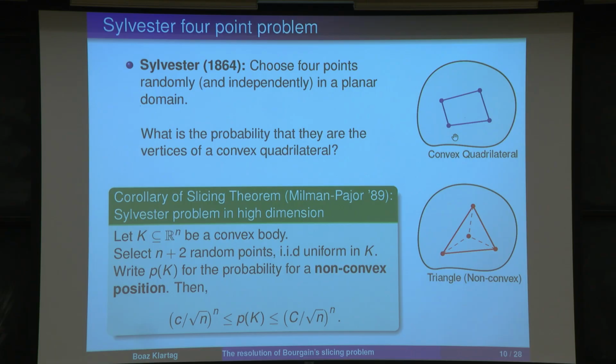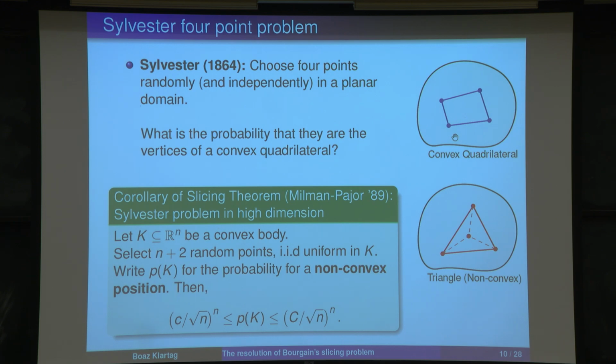Let's choose 4 points randomly and independently in a planar domain. Then there are 2 possibilities. Either these 4 points are in a convex position, like here, or 1 point is in the convex hull of the other points. And Sylvester asked, what is the probability that they are in convex position? Depending on the planar domain, you get some numbers.